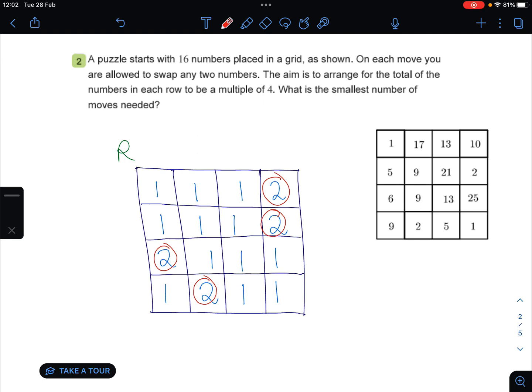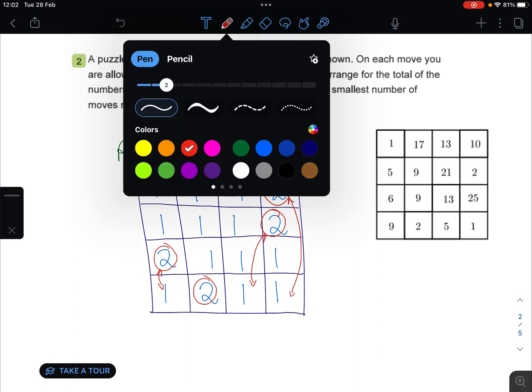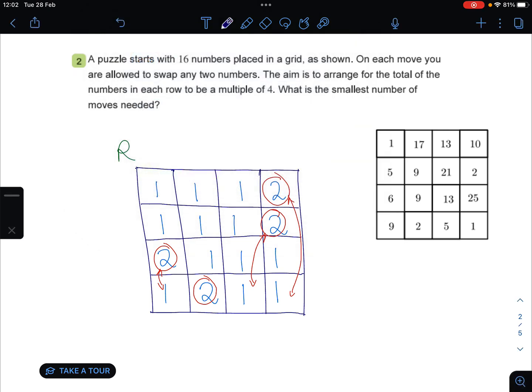So therefore the smallest number of moves, and there's lots of ways to do this, but we just need to make sure that they all fall in the same row. So we can use 1 move, 2 moves, so I'm here positioning each 2 in the bottom row, and then 3 moves in total. So there are 3 2s which do not fall in the bottom row. So the answer is going to be 3 moves.